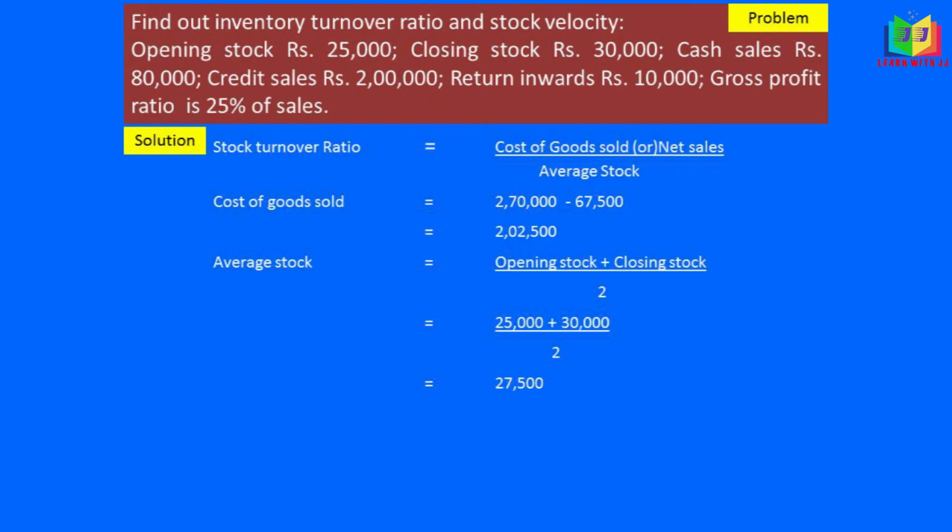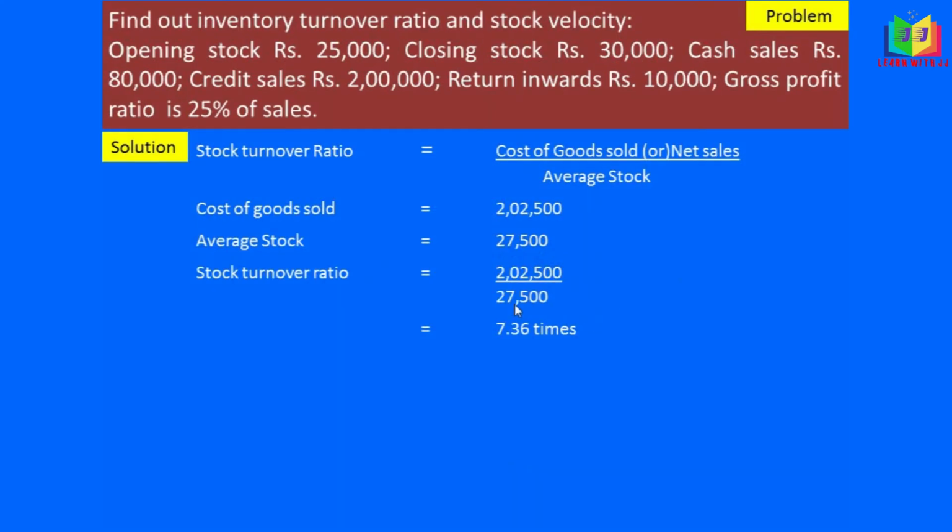See, average stock is 25,000 plus 30,000 divided by 2, which gives 27,500. And the stock turnover ratio formula is cost of goods sold divided by average stock. We found the average stock value is 27,500 and cost of goods sold is 2,02,500. So if we substitute in this, we'll get 7.36 times. This is the stock turnover ratio.